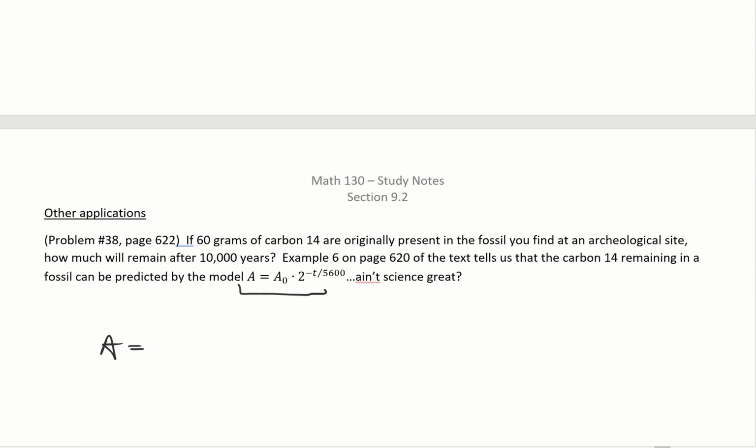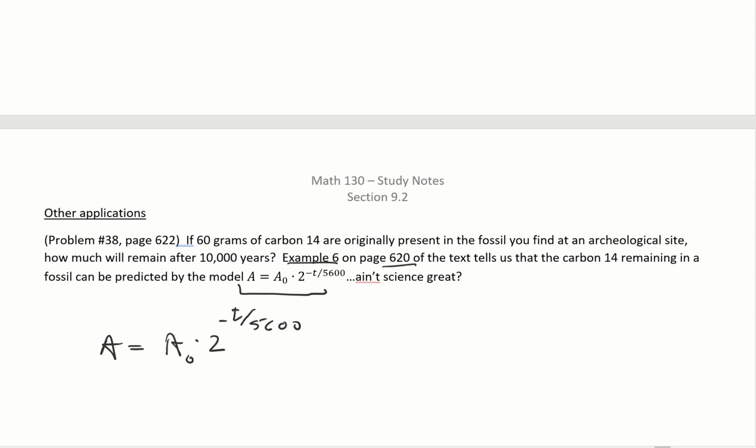This is a different look. It's A is equal to A0 times 2 to the negative t divided by 5,600, like that. Ain't science great, right? Okay, so I'll have to fill you in a little bit. If you look at the example in the book, you'll know more about what's going on. Example 6 on page 620.